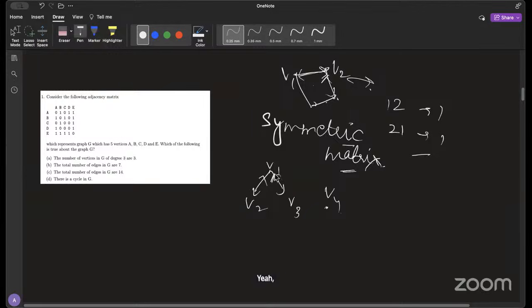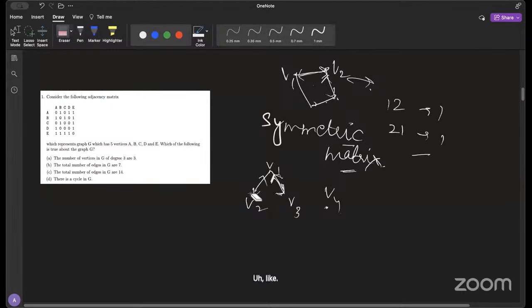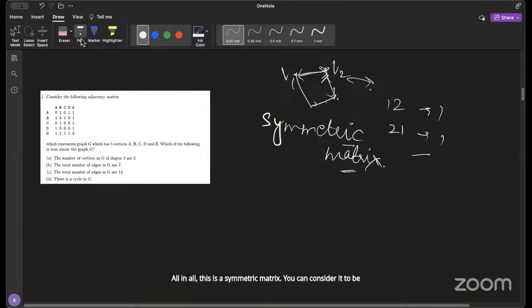Yeah, if it goes both ways, you can consider it to be undirected, but here the directions have been given to you, right? So you won't be asked such things anymore. Okay. In the lectures, it was described that if the matrix is symmetric around the diagonal, then it is called undirected. If it's mentioned there, then you can obviously consider it to be an undirected graph. So all in all, this is a symmetric matrix. You can consider it to be corresponding to an undirected graph.